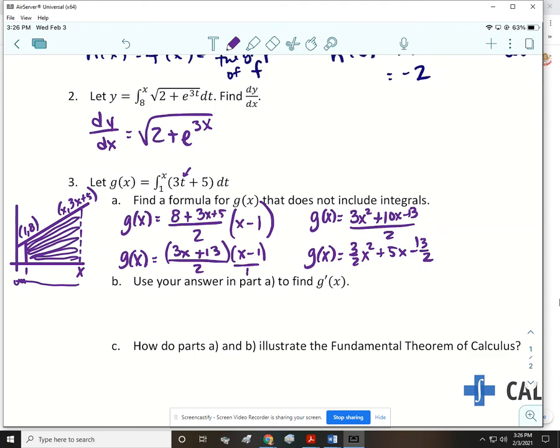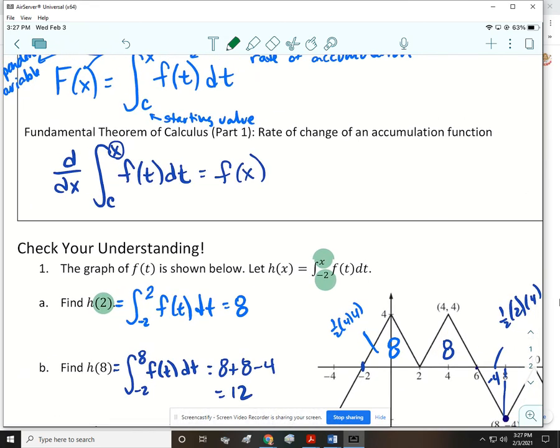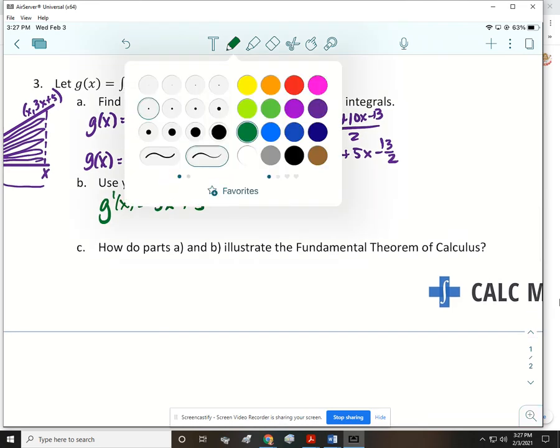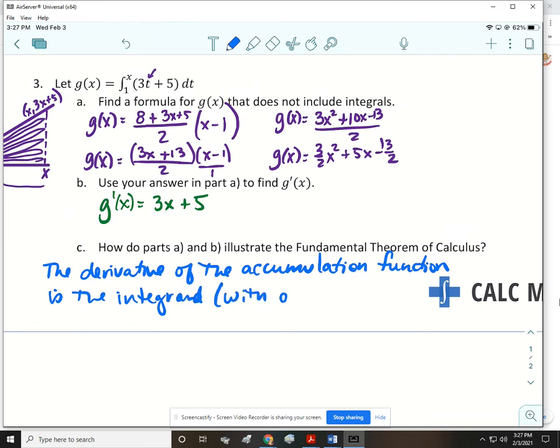without an integral. Now, part B tells us to find g prime of x. So using that polynomial function we just found, we just use the power rule to find the derivative. All right, and then we're going to compare what I just got with the fundamental theorem of calculus. So basically, the fundamental theorem of calculus says if we do the derivative of the accumulation function, it just basically cancels out everything. You're left with the integrand with x as your variable. And that's exactly what happened. So the derivative of the accumulation function is the integrand with an x.